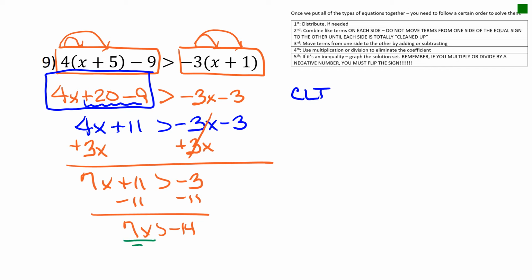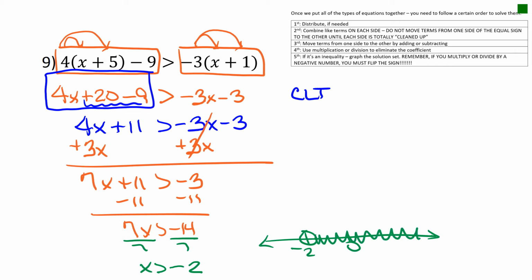When I divide by the coefficient, it's a positive 7, so I do not do any flipping. So over here is negative 2. I want the numbers to be bigger than negative 2. Bigger than negative 2 is going this way.